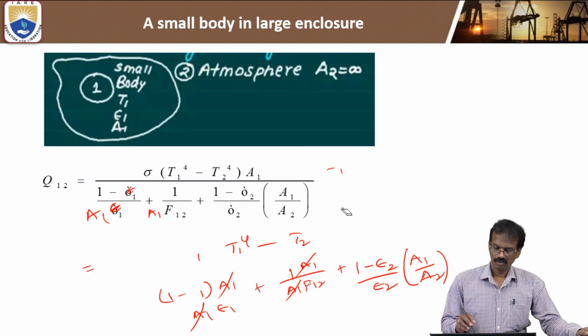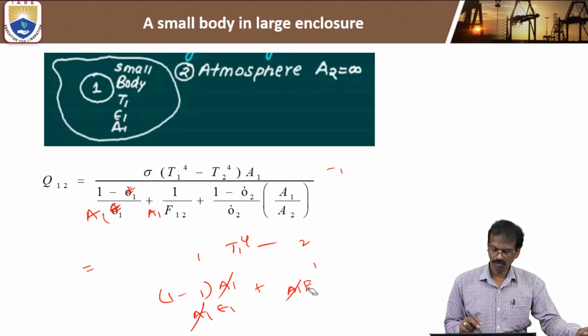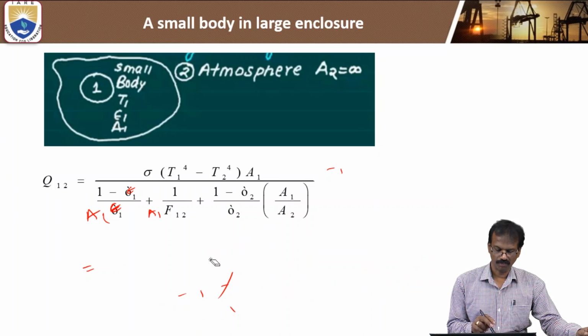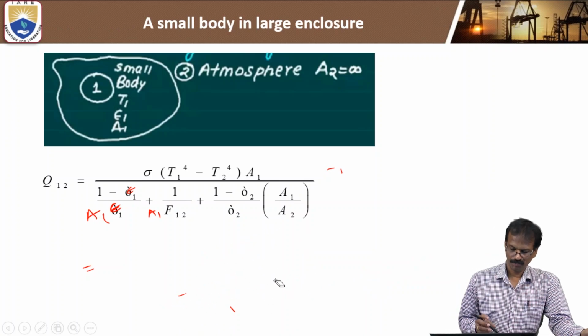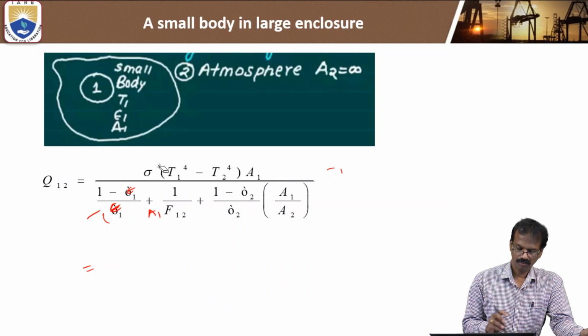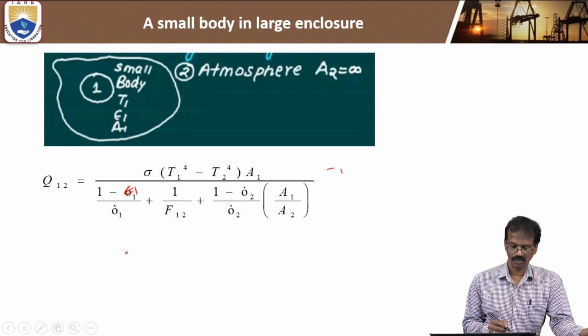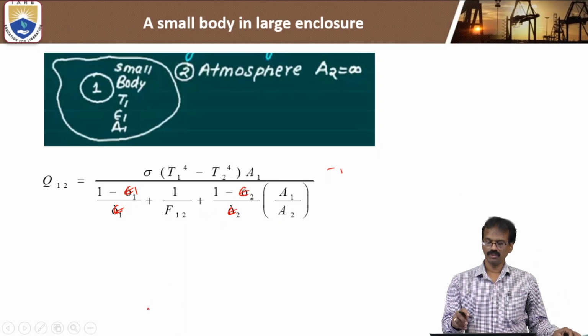So the formula for Q12 between any two plates is sigma A1 into (T1 to the power of 4 minus T2 to the power of 4) divided by (1 minus epsilon 1) by epsilon 1, plus 1 by F12, plus (1 minus epsilon 2) by epsilon 2 into A1 by A2. These are the epsilons, don't confuse them. So this is the formula.